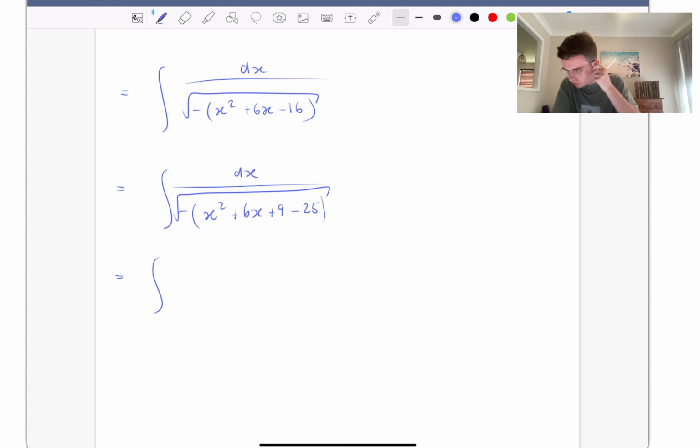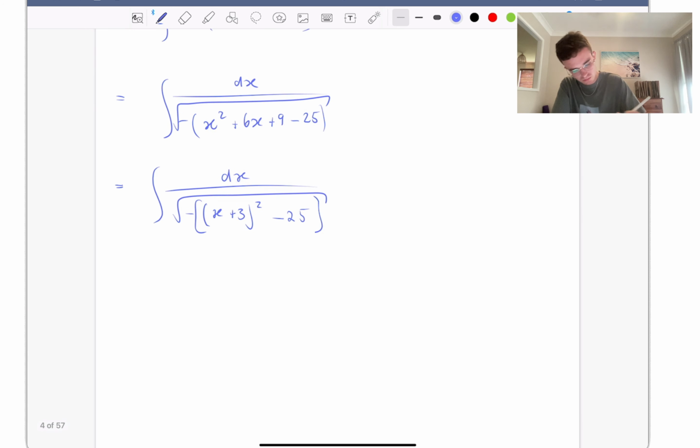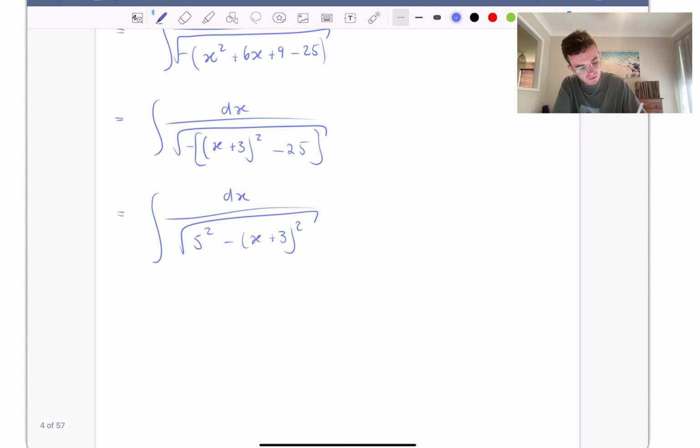So here we've got the integral of dx over the square root of minus, and that's going to be x plus 3 squared, and then minus 25. Let's now bring through that negative. So this is the integral of dx over, we might write it as 5 squared minus x plus 3 squared. Now that's nice and easy, that's just in our sine inverse form. So this is sine inverse of x plus 3 on 5 plus c.